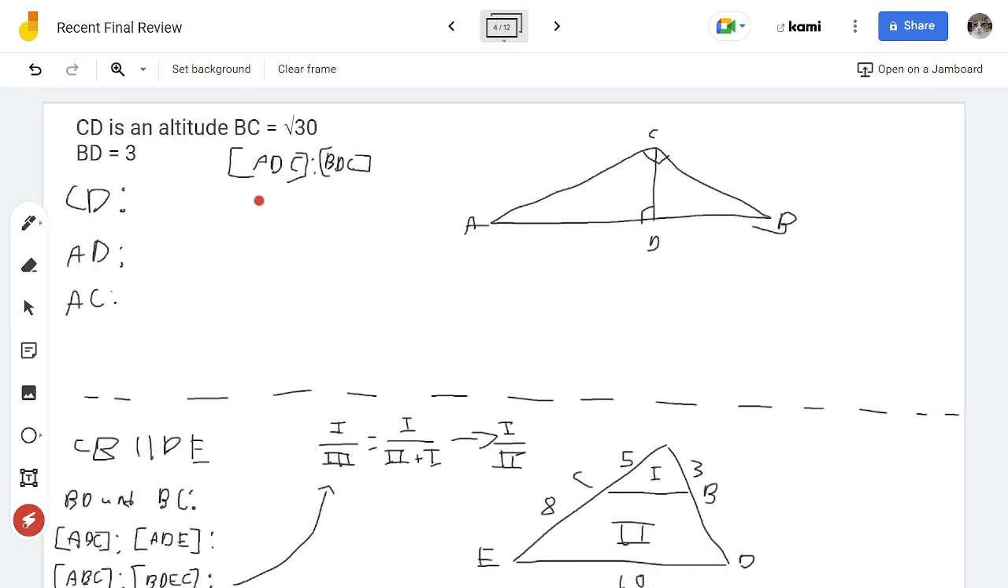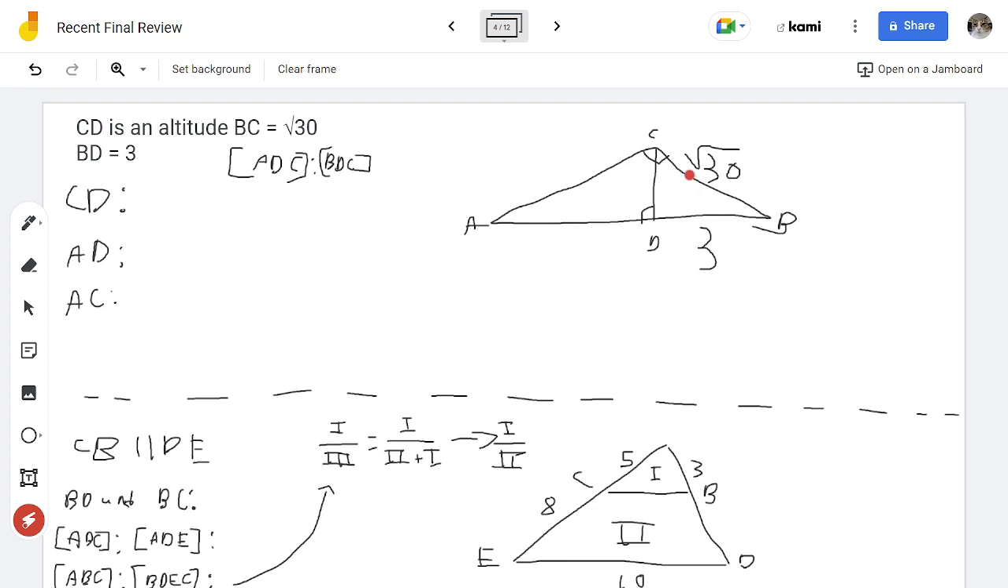Okay, so once again, I'm just going to go through the beginning steps of this problem. So BD is 3, right? And CD is an altitude, so it's a right angle, and BC is equal to root 30. So we need to find CD, AD, AC, and the ratio of ADC to BDC. So this is all about the altitude on hypotenuse ratios.